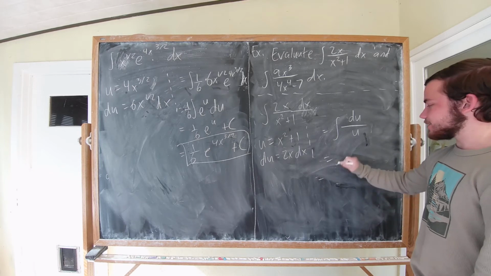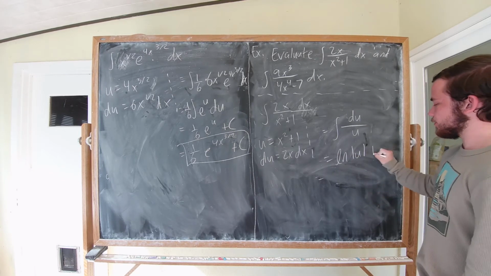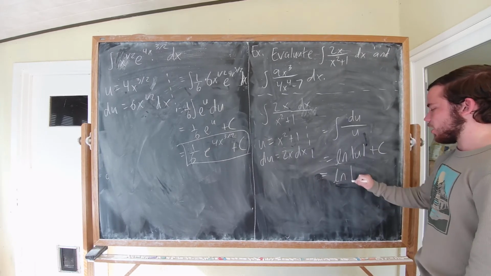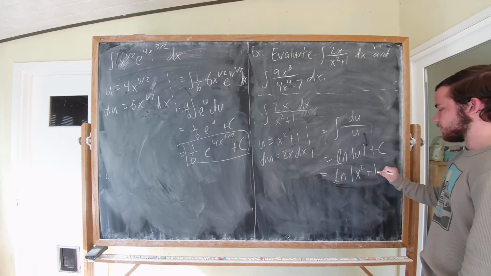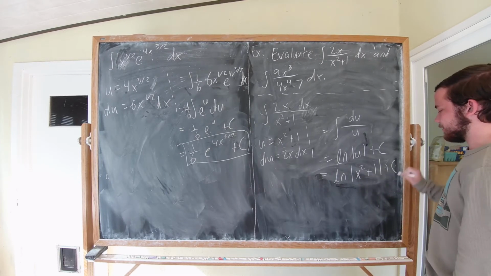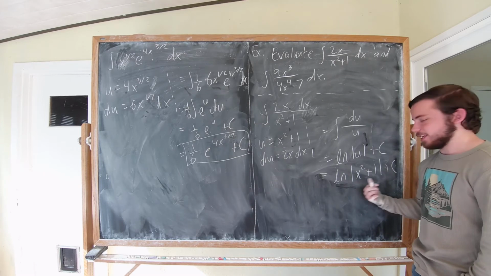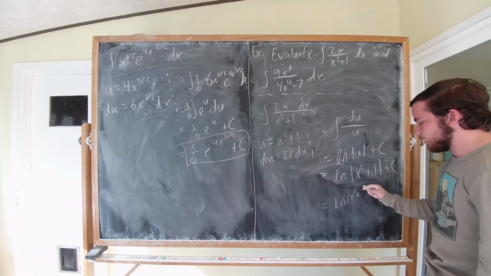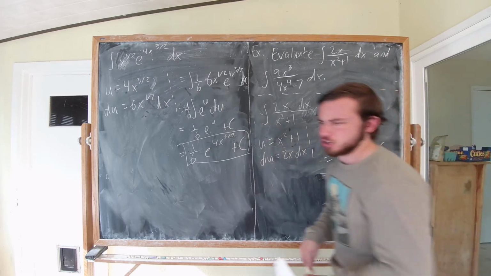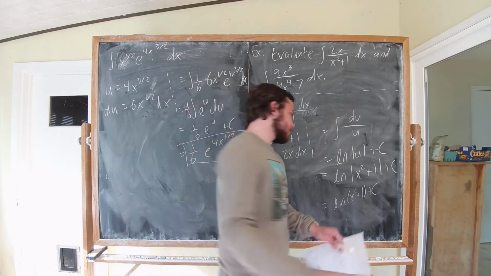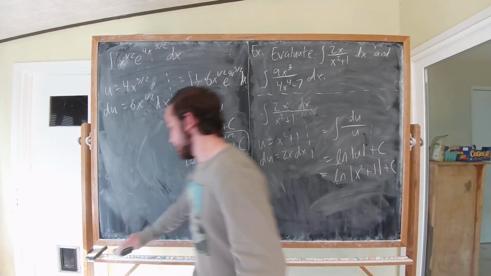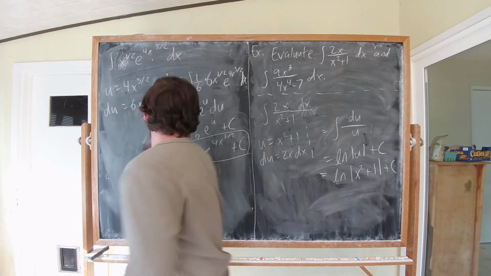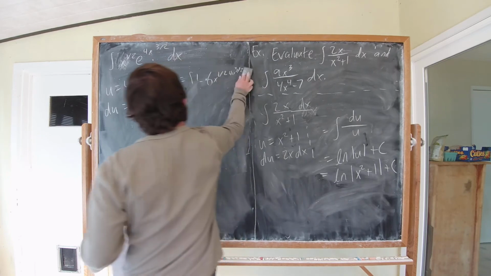We know that. That is the natural log of the absolute value of u plus c. Substituting back in gives you the natural log of the absolute value of x squared plus 1 plus c. Pro tip: this thing is always positive, so if you wanted, you could just write that as the natural log of x squared plus 1 plus c, since we're working with just real numbers, not complex ones. But for the sake of argument, let's just say that stuff. Let's do the other one.